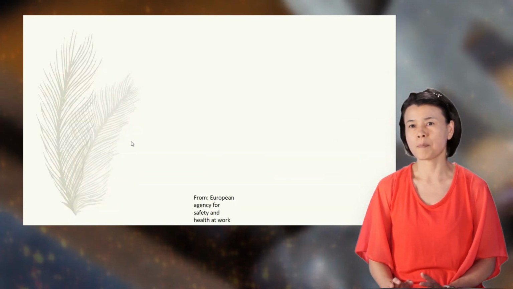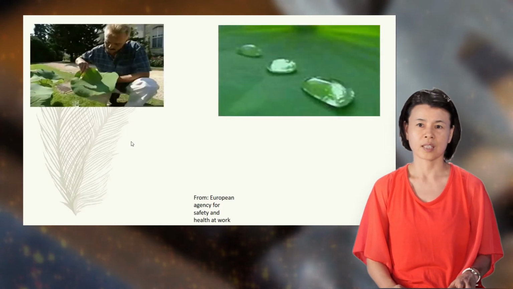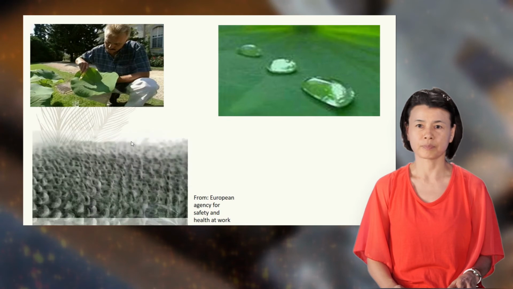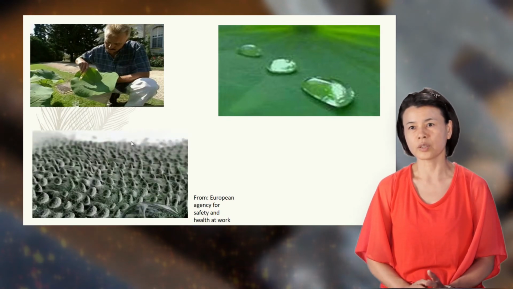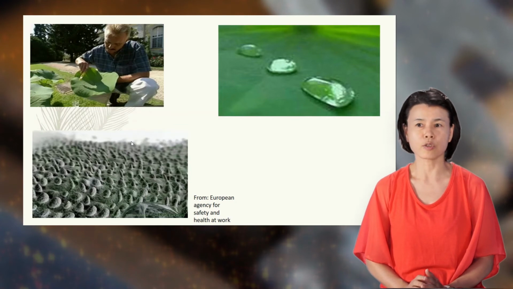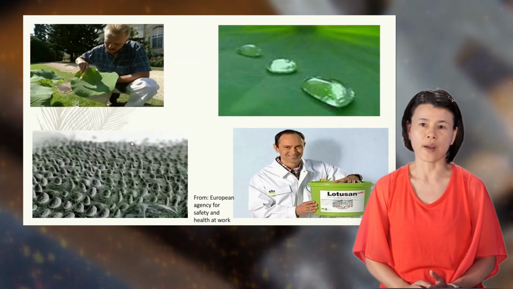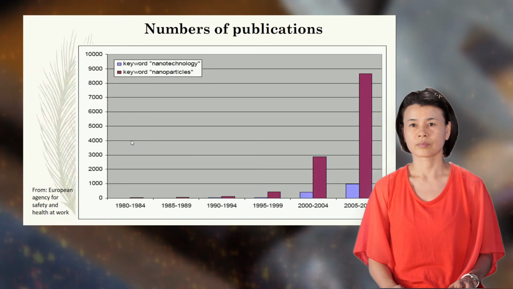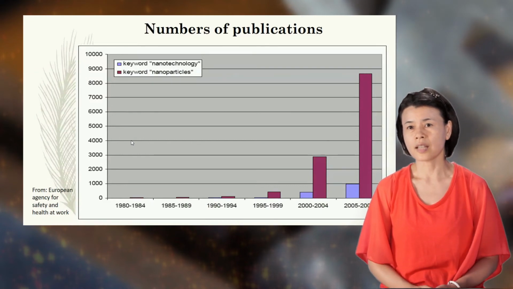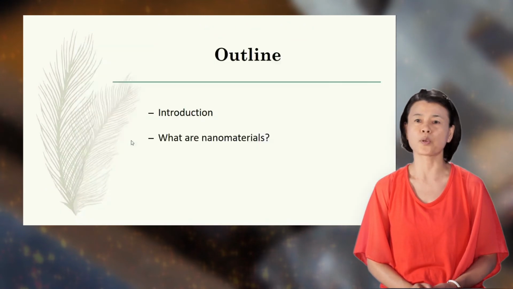Another thing which makes nanomaterials famous is the lotus effect, like the photos on the top. Again, it is because the surface of the lotus leaf has many nanostructures. This effect is so useful and has products available on the market. In addition, the number of publications on nanotechnology and nanoparticles is increasing at an incredible rate.